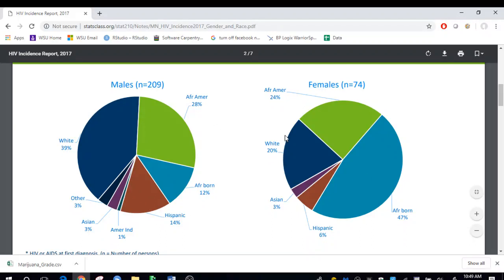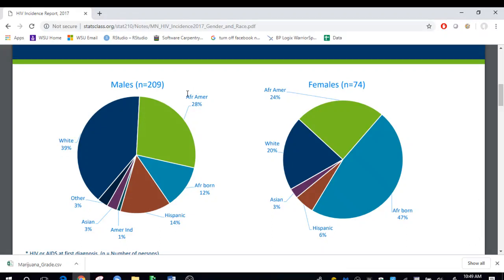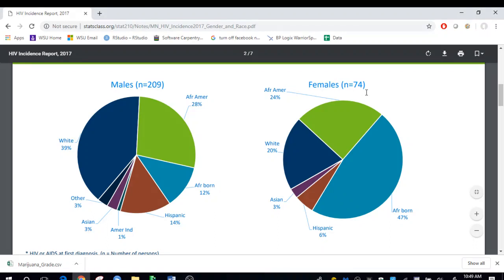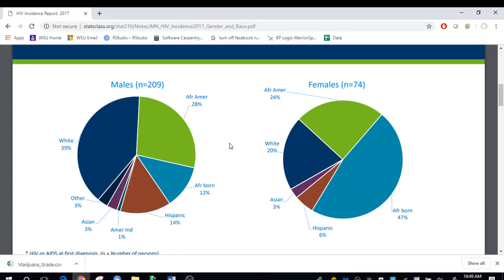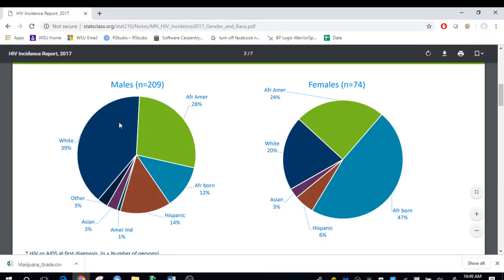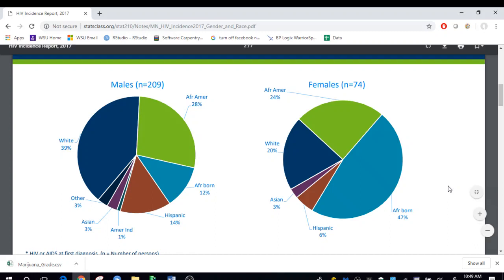So here's just some side-by-side pie charts, I guess. In 2017, there were 209 males that contracted HIV and only 74 females. So a chi-square test here we could use to determine whether or not the patterns on the left-hand side are different than the patterns on the right-hand side. So in other words, do males contract HIV differently than females in the state of Minnesota?